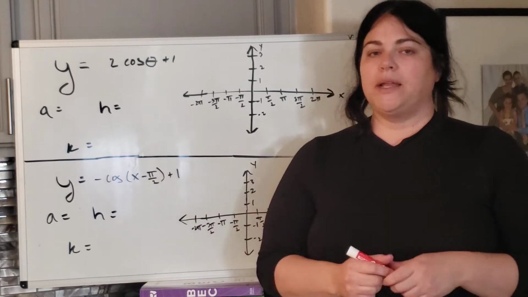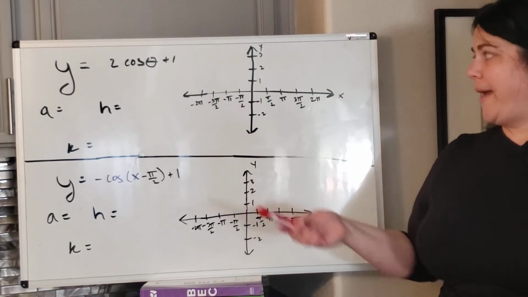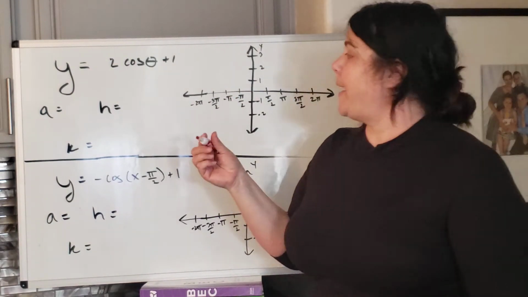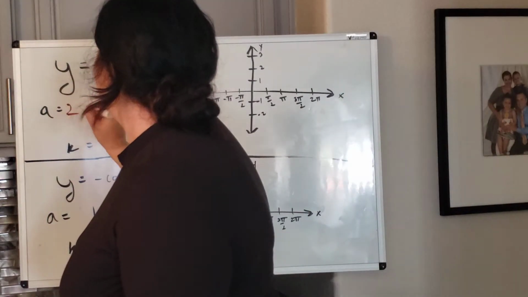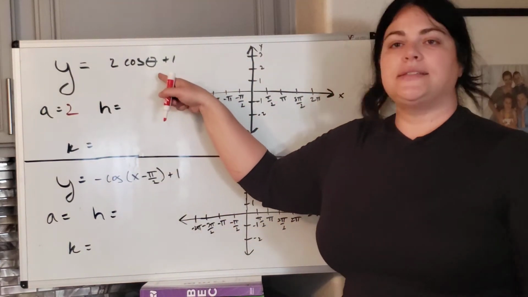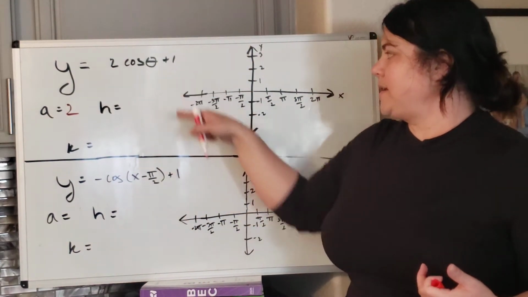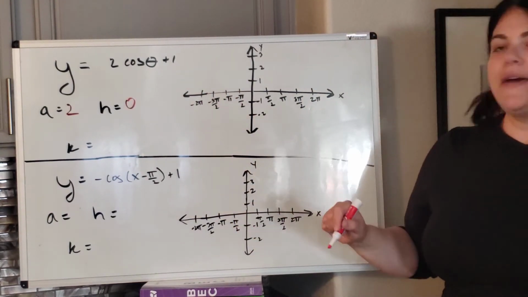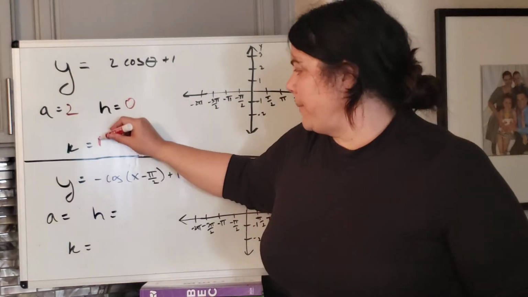So again, first thing I'm going to do is identify my A, H, and K. As we can see here, I've got a number in front of cosine. That means that my A is 2. There is nothing next to my theta. There are no radians. So that means that my H is 0. And then lastly, I have a K of 1. That is a whole number.